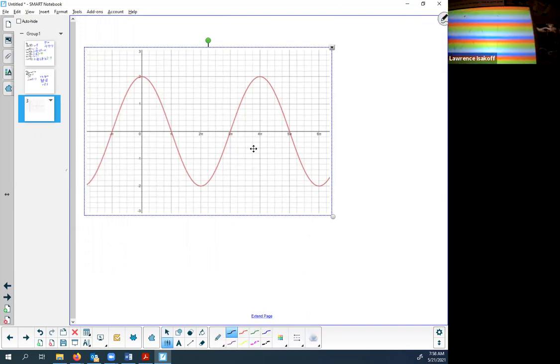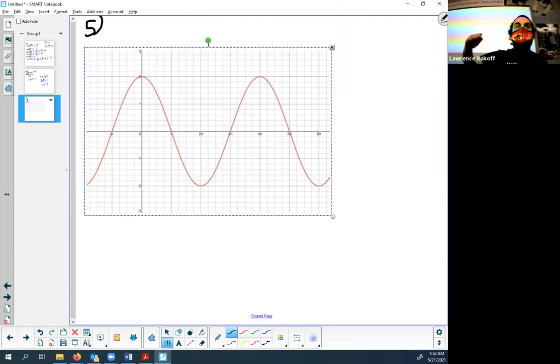So this is number 5. Right away, I notice it starts up here at 2. So that tells me I already have an amplitude issue, because usually sine and cosine go low at -1, high at 1. Since this is going up to 2, I know this is going to be 2 times whatever function.